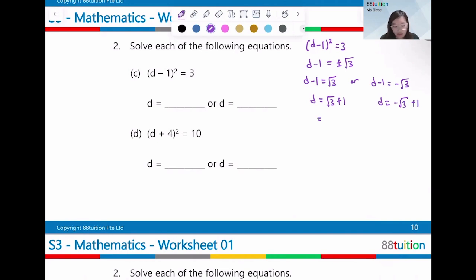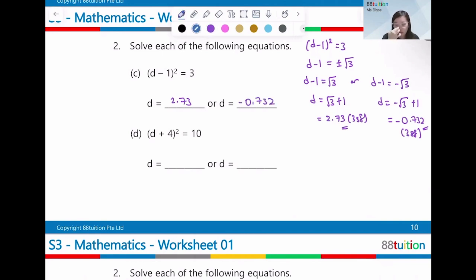Okay, eventually, as you type in calculator, you'll get 2.73, and according to 3SF, then this is negative 0.732. So you have two different answers. And it's not a very nice answer as compared to the previous two parts, but yes, it's still solving for them. Okay, I'll just write down the answer first.